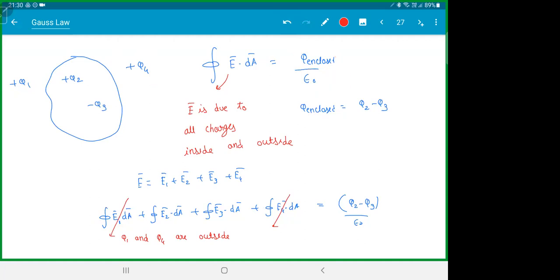So what is the big deal about this Gauss law actually? So let me show you some.